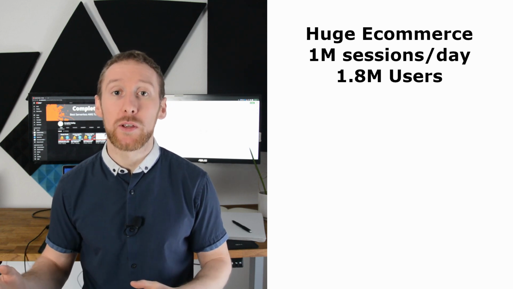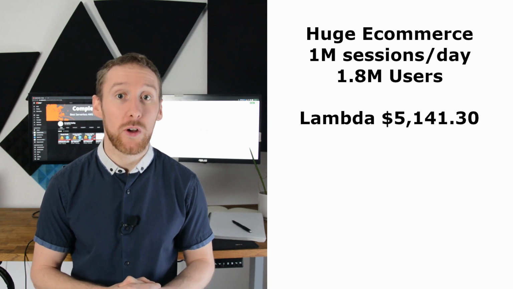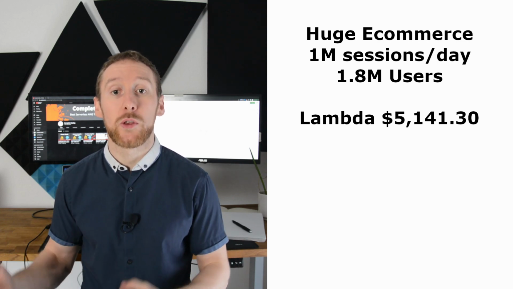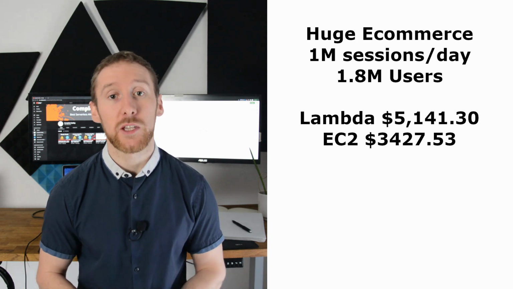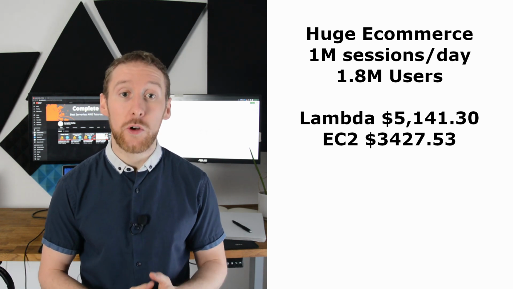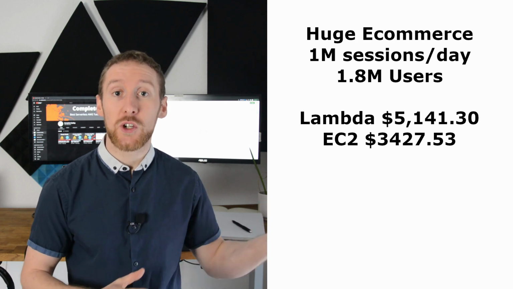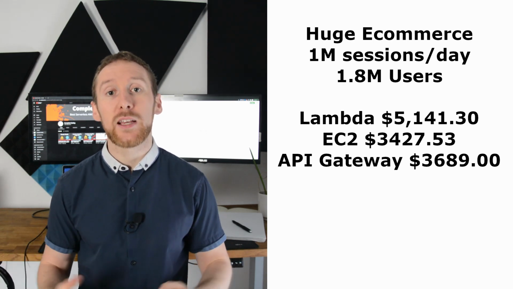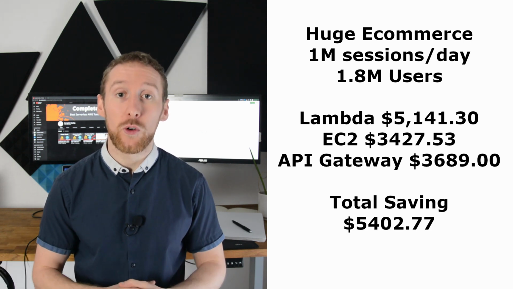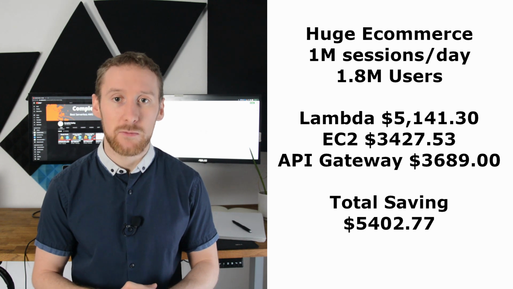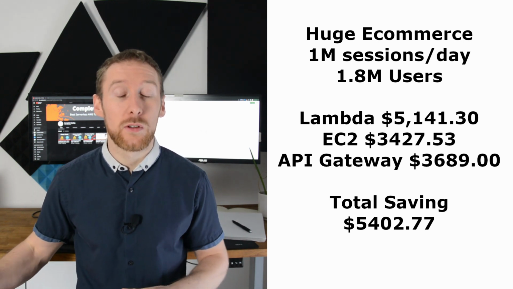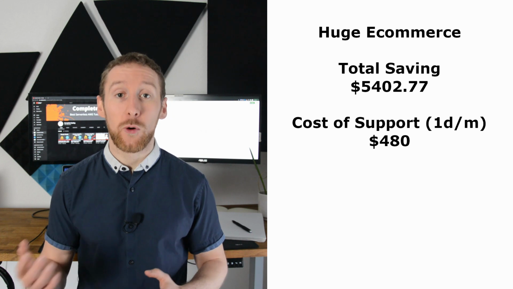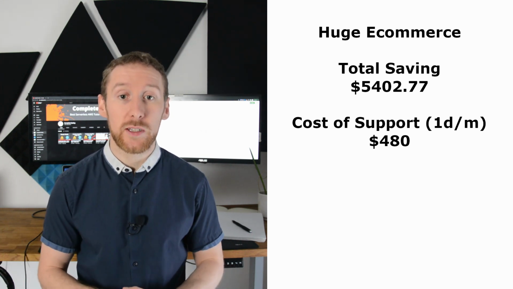The Lambda cost per month would be $5,141.30. And if we saved a third, then the EC2 cost would be just $3,427.53. Again, we're going to add on API Gateway as another saving for the traditional architecture of $3,689, bringing the total savings to $5,402.77. Assuming that to support this going forwards, it's going to cost you one day of extra development time a month, that works out at $480.